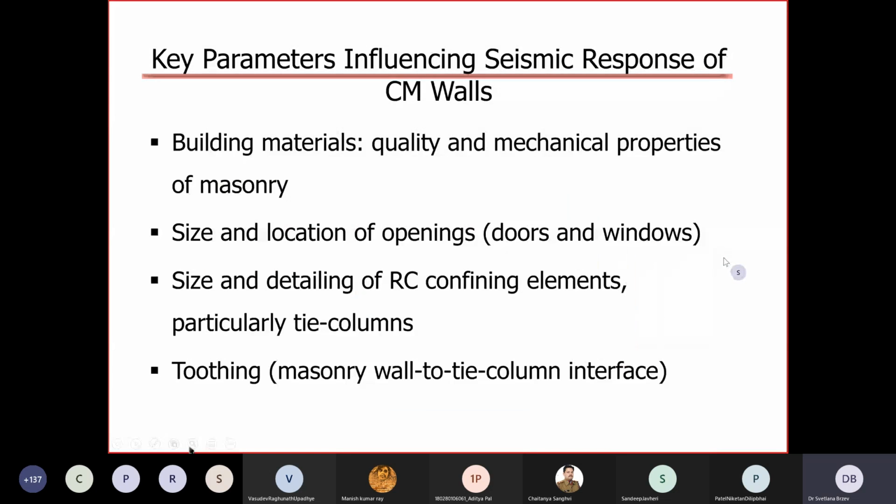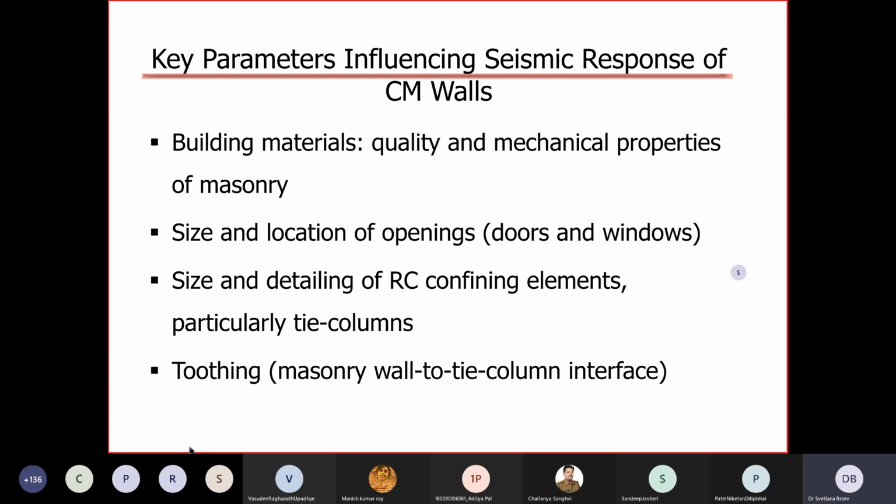So what are the key parameters or factors that influence seismic response of confined masonry walls and confined masonry structures? I would say they're similar to other structural systems, other masonry structural systems. I would talk about masonry technologies, particularly not reinforced concrete.